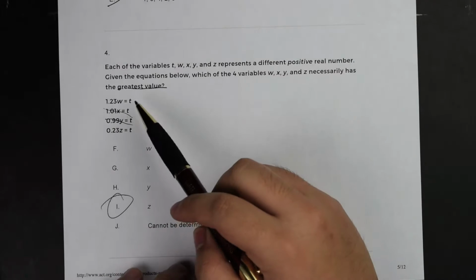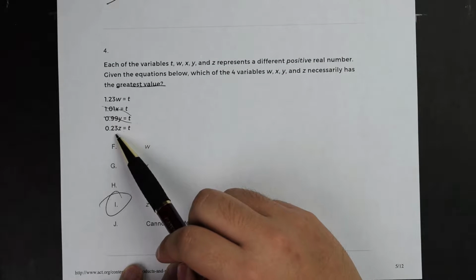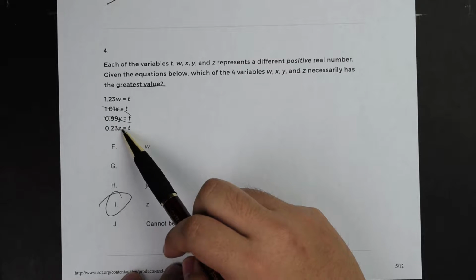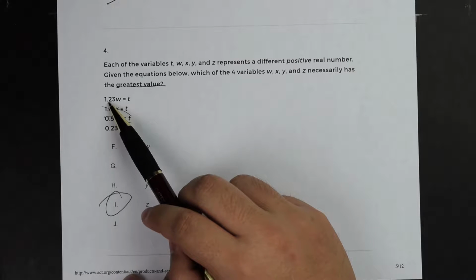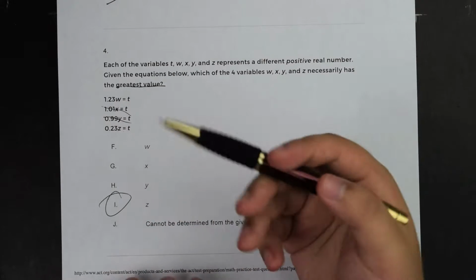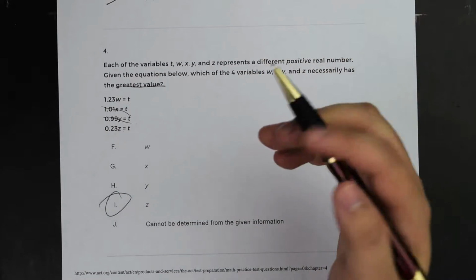So for example, this one, because it's 0.23, is only 23% of the total value of z, so z has to be a pretty big value to make it t. Well, in this scenario, 1.23w equals t. If I solve for w, it's going to be a smaller value.